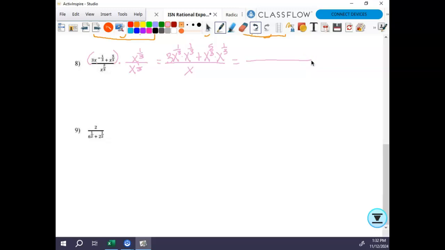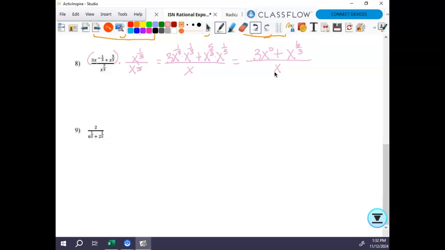In the numerator then, when I start to simplify, and I'm not skipping any steps, I would suggest most of us probably shouldn't, just because we can do weird things then. This is going to give me 3 times x. Well, what's negative 1/3 plus 1/3? 0, right? 0 plus x to the 6/3 all over x.